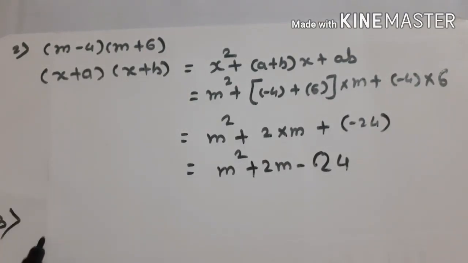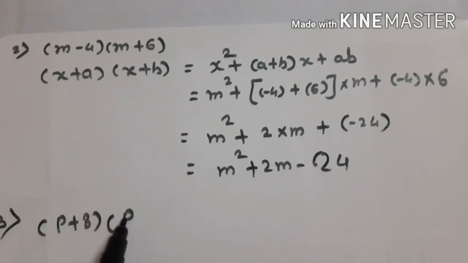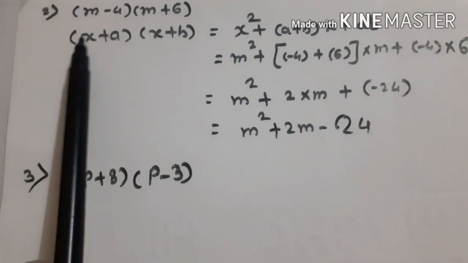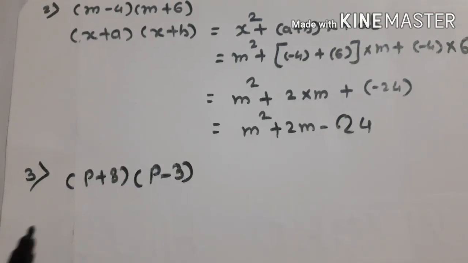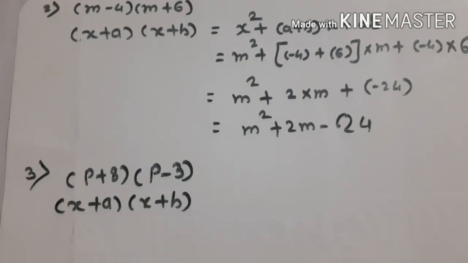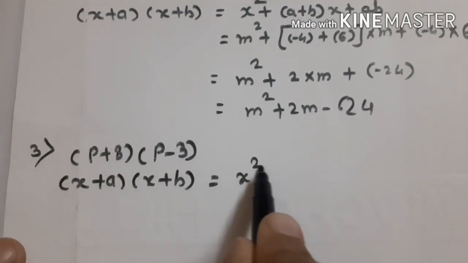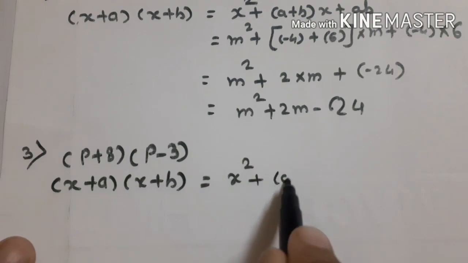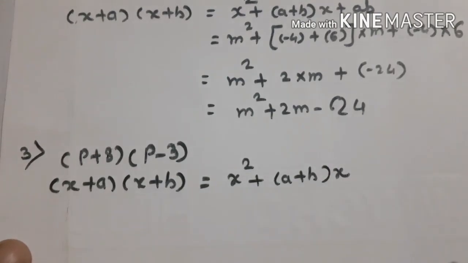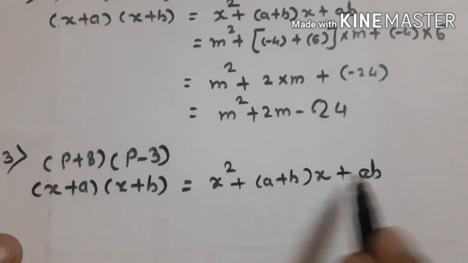Now the third example, p plus 8 and p minus 3. Again the first terms are the same, p, and the second terms are different. When first terms are the same and second terms are different, we use this expansion x plus a and x plus b. I say it again and again because you learn it and remember it. Square of the first term plus the sum of the second terms, a and b, into the first term plus the product of the second terms.